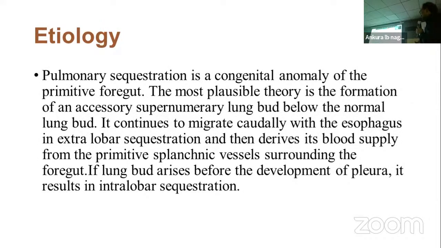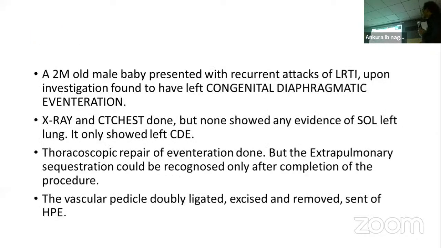The most plausible theory is the formation of an accessory supernumerary lung bud below the normal lung bud, which continues to migrate caudally with the esophagus in extralobar sequestration, and then derives its blood supply from the primitive splanchnic vessels surrounding the foregut. If the lung bud arises before the development of the pleura, it results in intralobar sequestration.